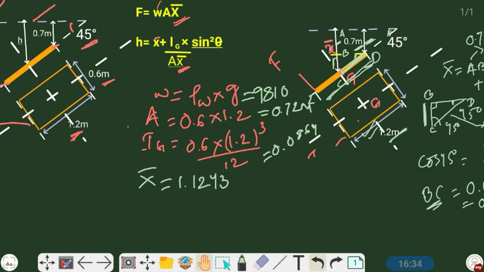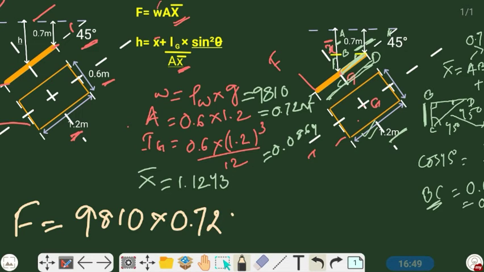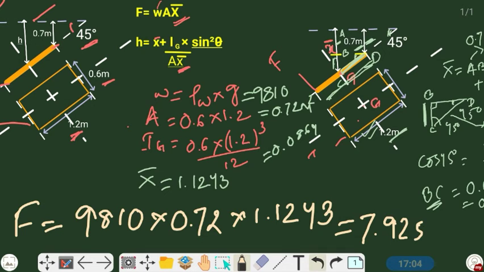So from here we can say F, that is hydrostatic force, will be W A x bar. W we know 9810. A is 0.72 meter square, into x bar we found out 1.1243. We just need to find out this value and it will come around 7.925 kilo Newton. So this is our hydrostatic force.